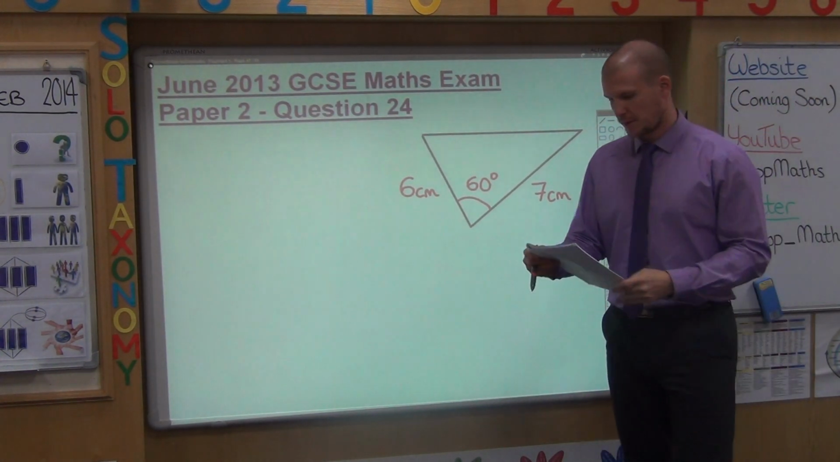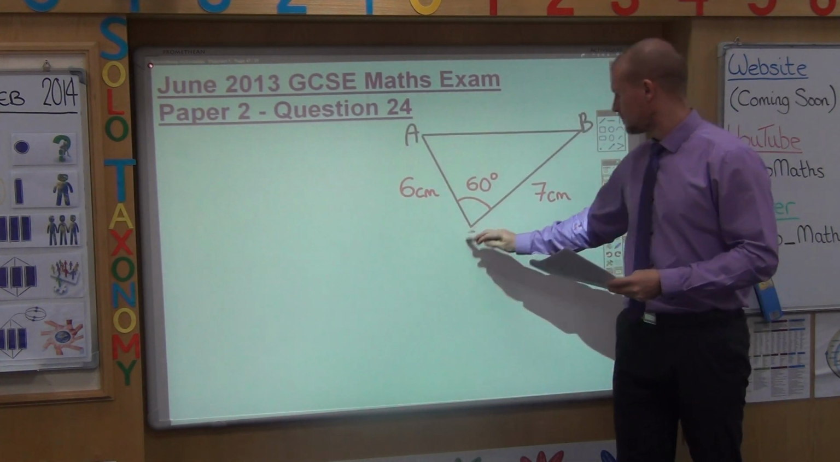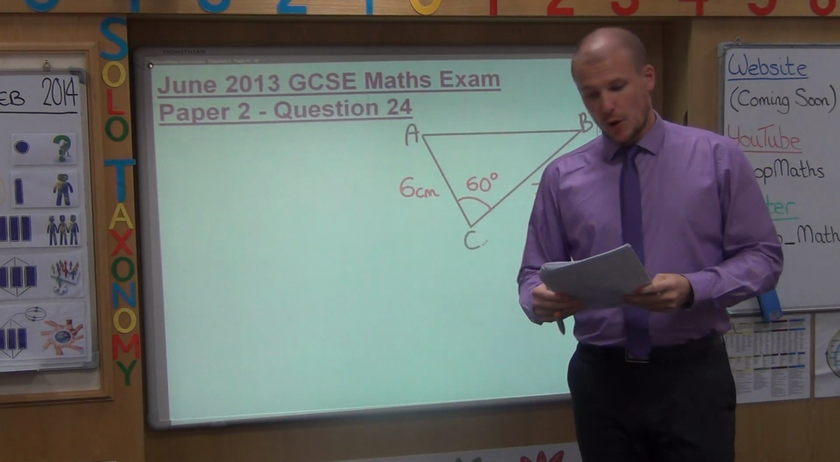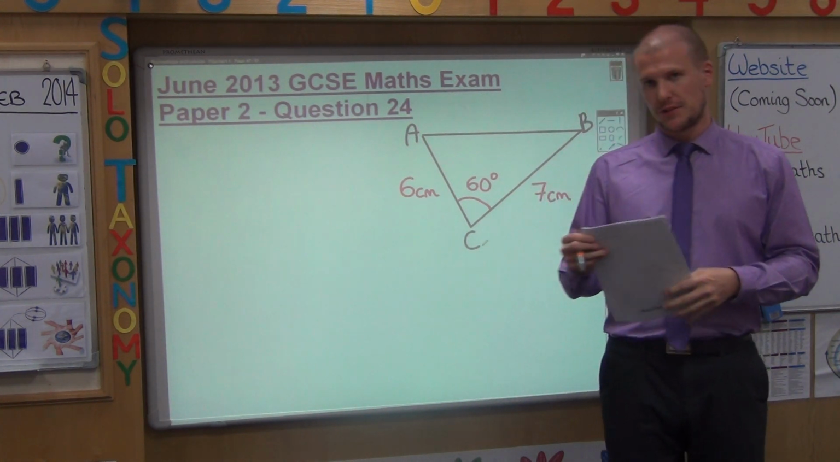Paper 2, question 24. ABC is a triangle. Not labelled it, but ABC is a triangle. Diagram not accurately drawn. Work out the area of the triangle ABC. Give your answer correct to 3 significant figures.